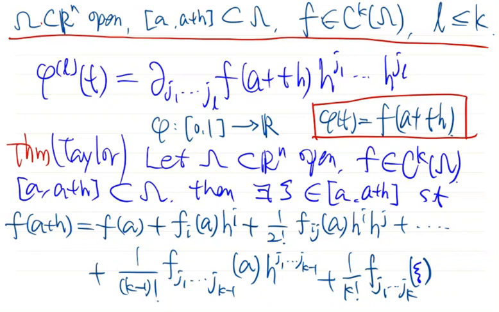Then h_(j_1) ... h_(j_k). So this is the higher dimensional Taylor expansion. It looks very complicated at first glance, but when you are familiar with the notation, it looks very natural. Oh, sorry, I have a mistake. Here I have an h here. This I will modify, not this: h_(j_1) ... h_(j_(k-1)).